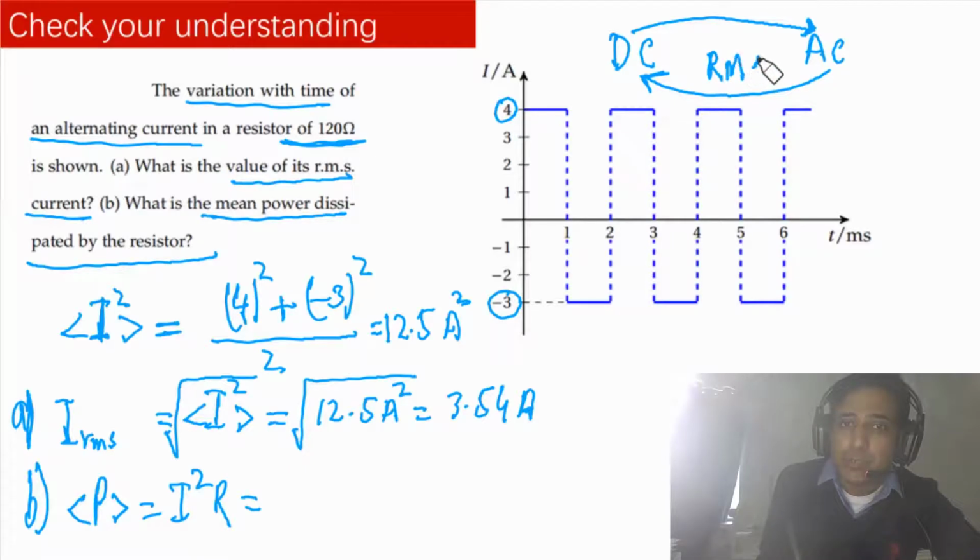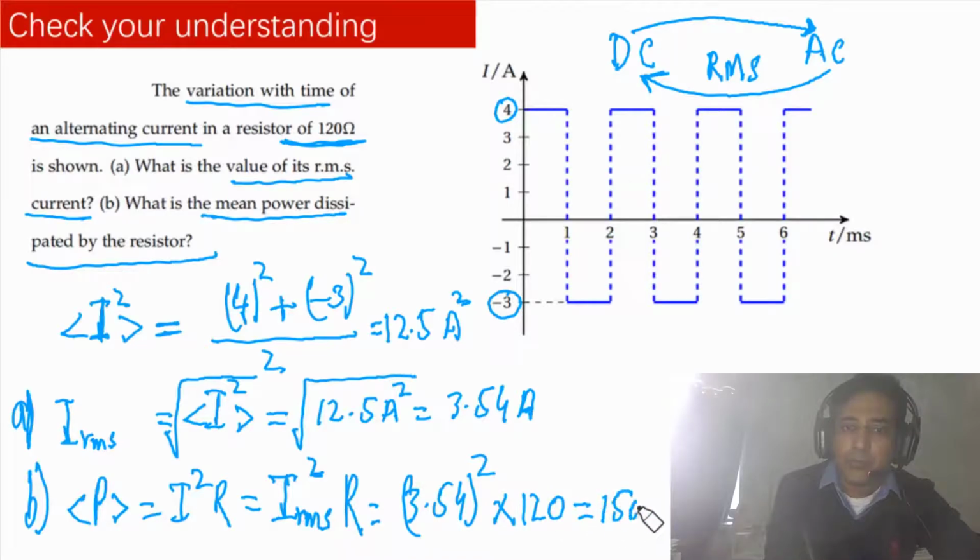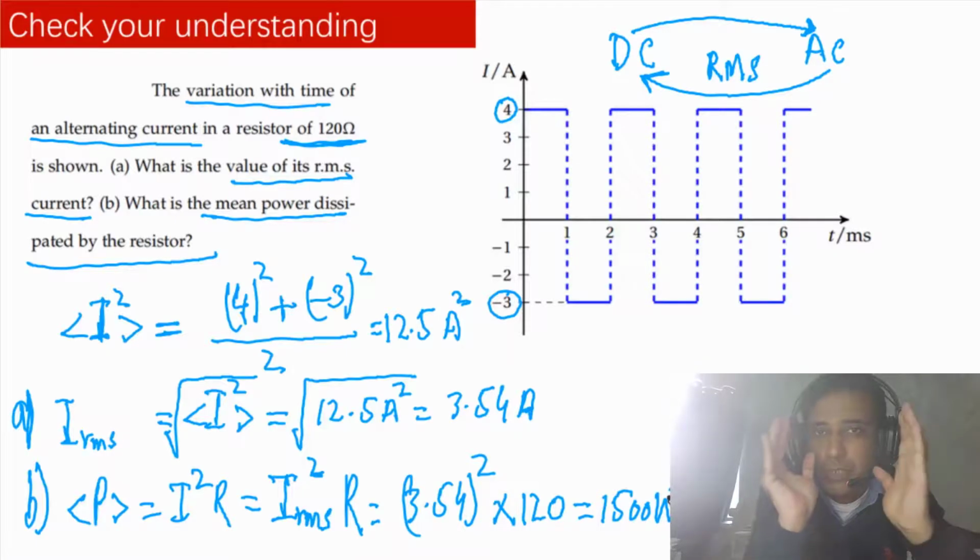So this is the main thing. What we have to use? RMS value. So this is the formula for DC. If we want to use this one for AC, we have to use IRMS, so it has to be IRMS square times R, because this is for DC, this is for AC. Now simply we can plug in values. We have 3.54 square of this value times 120, and if we solve, we will get about 1500 watts.